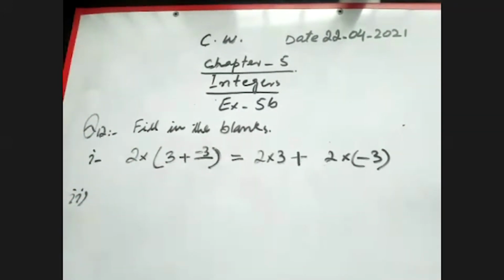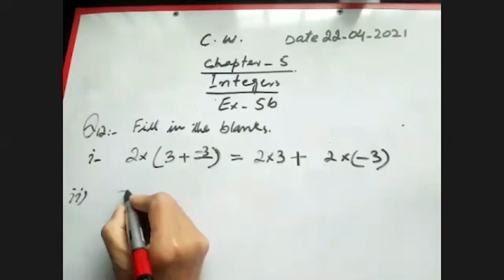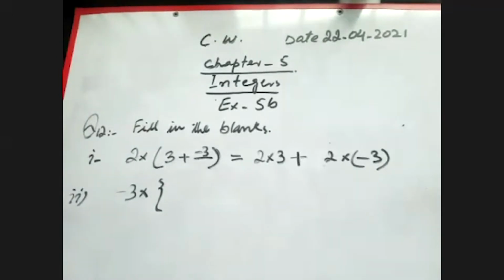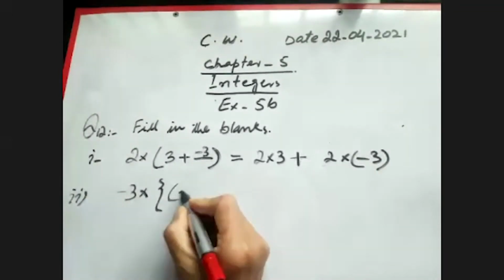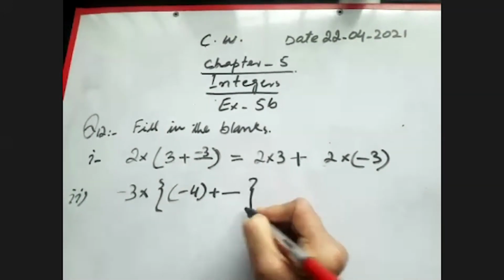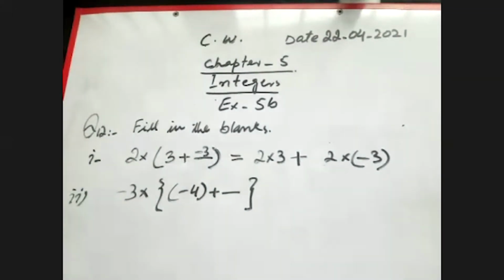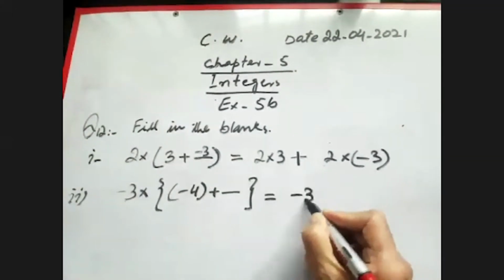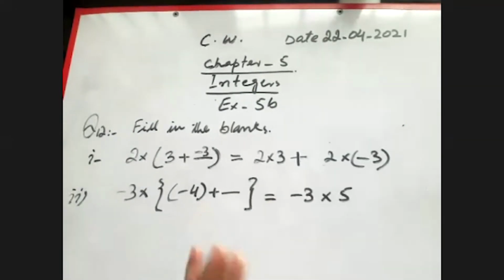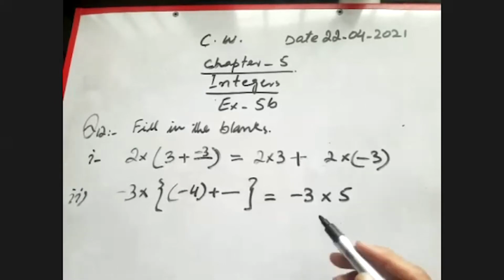Second blank: minus 3 into, in braces, minus 4 plus dash, braces closed, equals minus 3 into 5. So there is an equality sign in between, and both the sides have the same number. It means when you solve both the sides, look at this side.